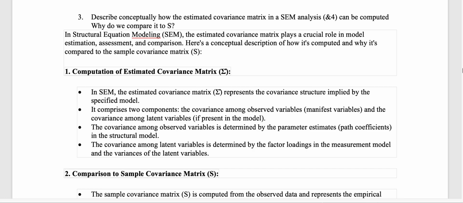It comprises two components: the covariance among observed variables (manifest variables), and the covariance among the latent variables, if present in the model. The covariance among observed variables is determined by the parameter estimates, the path coefficients, in the structural model. The covariance among latent variables is determined by the factor loadings in the measurement model and the variance of the latent variables.